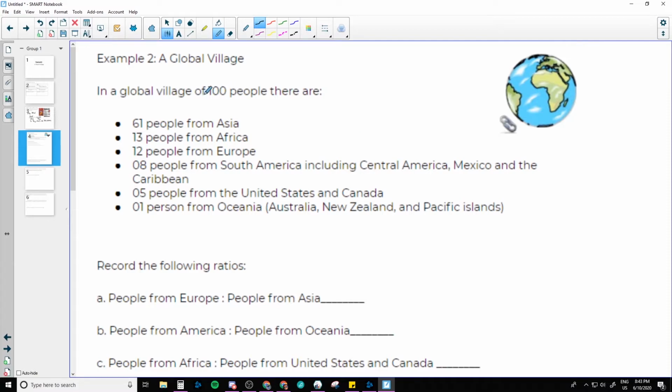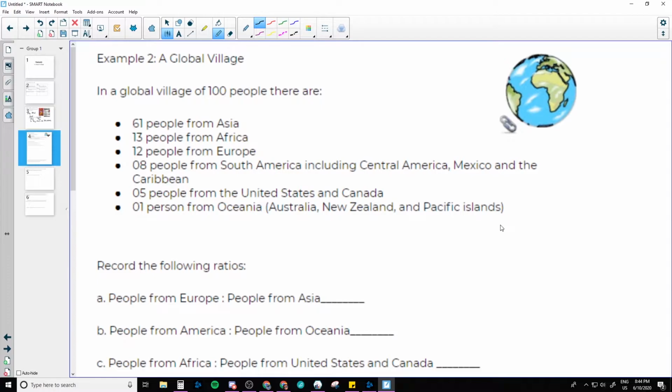So for example 2, it's talking about a global village of 100 people. So this is a hypothetical village of 100 people that has proportions equal to the different populations of the earth. So in 100 people of a global village, you would have 61 people from Asia, 13 from Africa, 12 from Europe, 8 from South America, including Central America, Mexico, and the Caribbean, 5 people from the United States and Canada, and 1 person from Oceania. That's Australia, New Zealand, and the Pacific Islands.